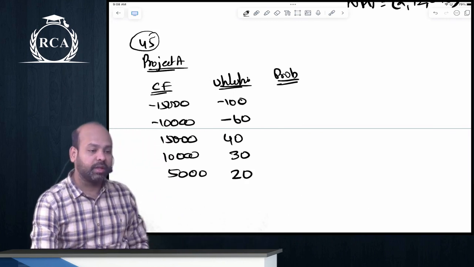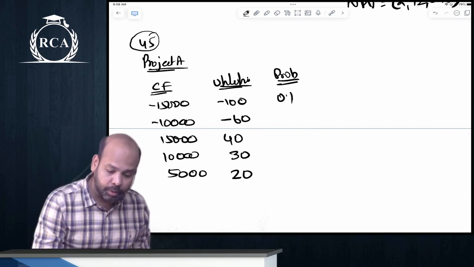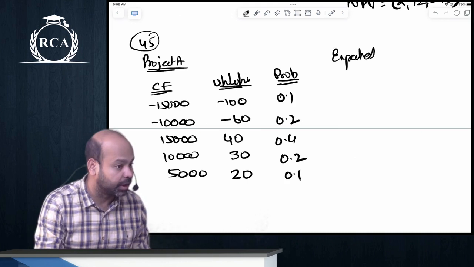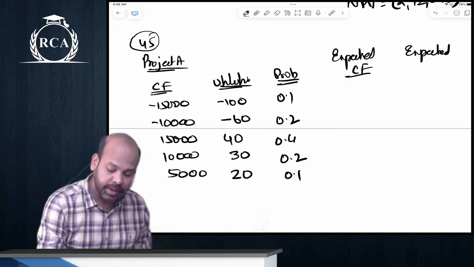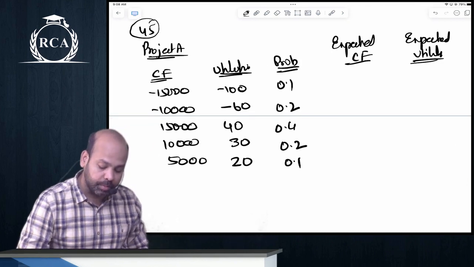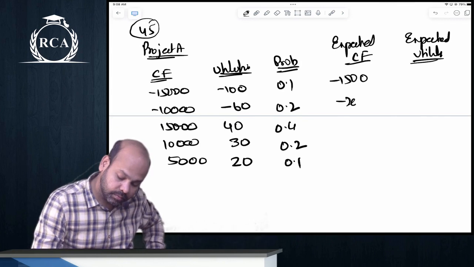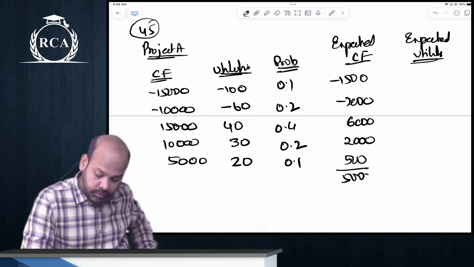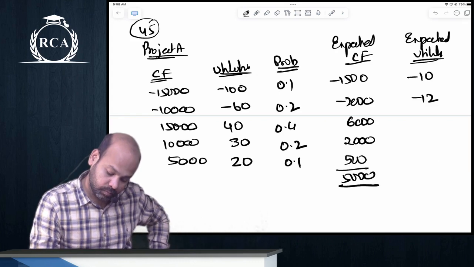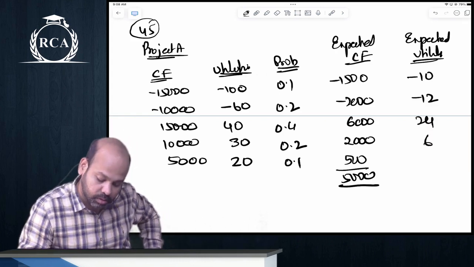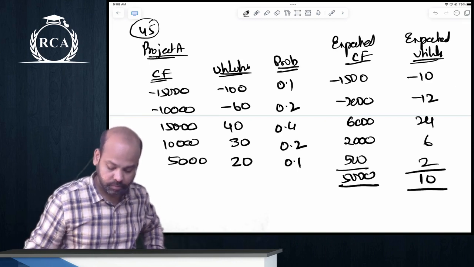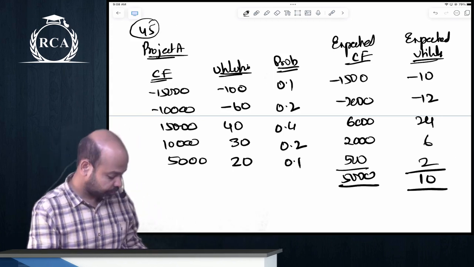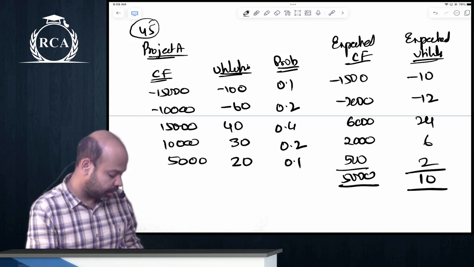दोनों कंप्यूट करो बेटा. Expected cash flow as well as expected utility, ताकि you should know how to differentiate. Probabilities are 0.1, 0.2, 0.4, 0.2, 0.1. You will write expected cash flow and expected utility, guys. Multiply cash flows with the probabilities and multiply utilities. Expected cash flow is 5,000. Expected utility is 10.